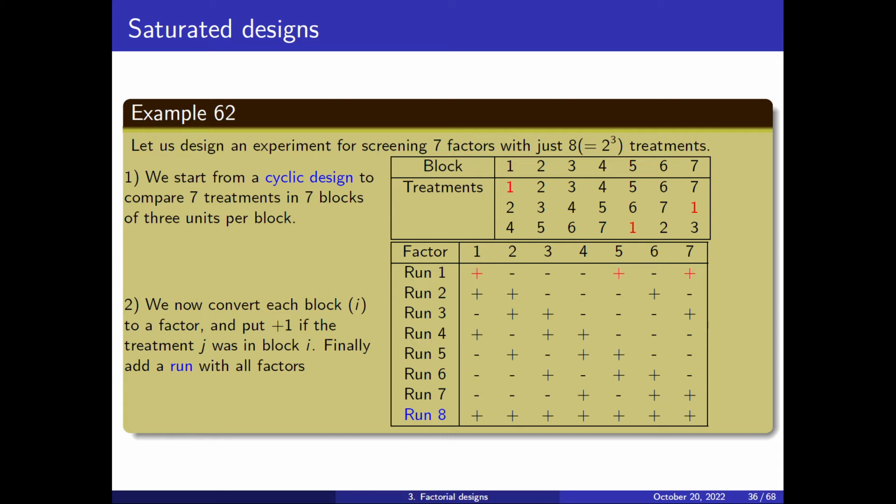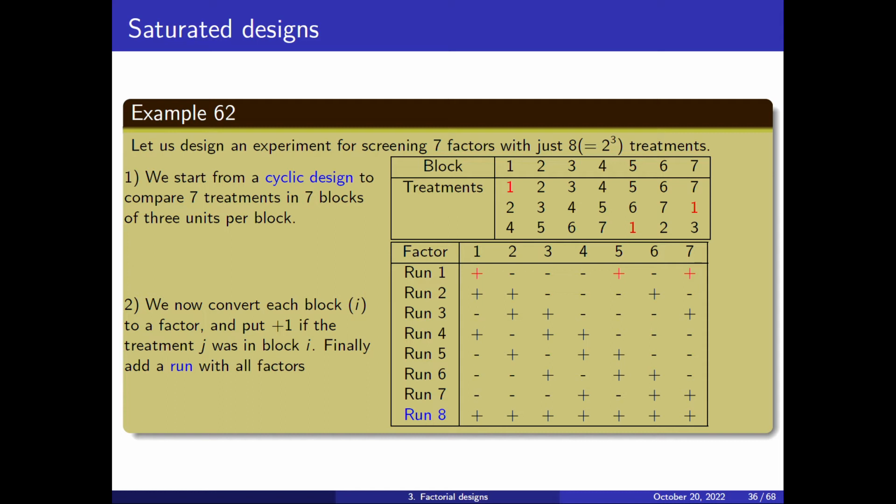Okay, so now we will do 8 treatments. In the first combination, all the factors will be low except variables 1, 2, and 4. In the second one, all of them will be low except 2, 3, and 5 that will be high, and so on. So this is a way of designing these resolution 3 designs.